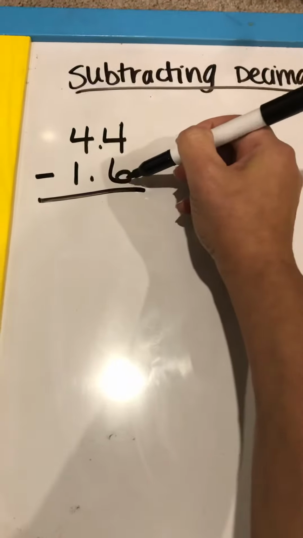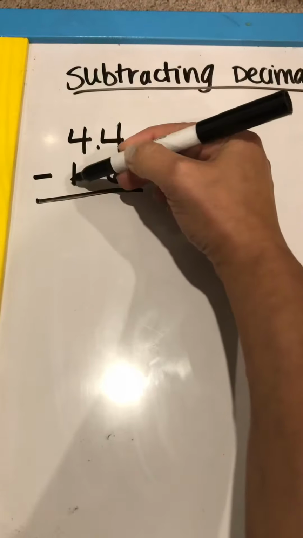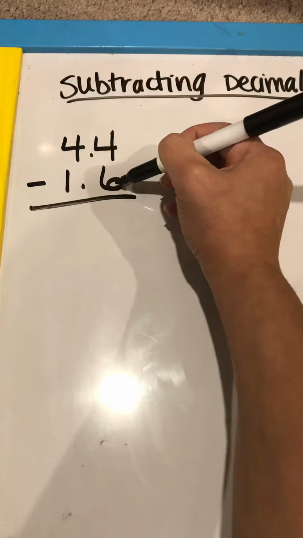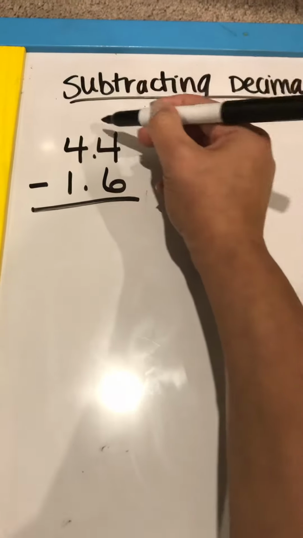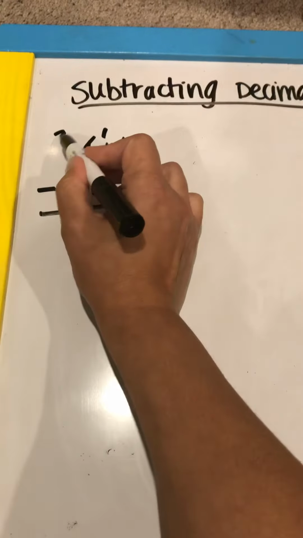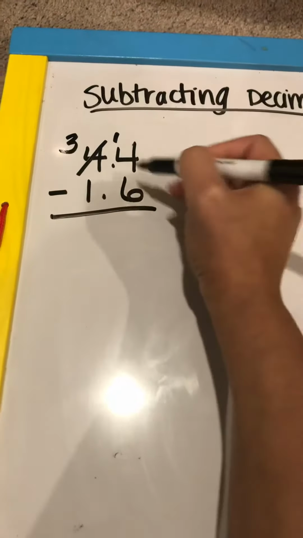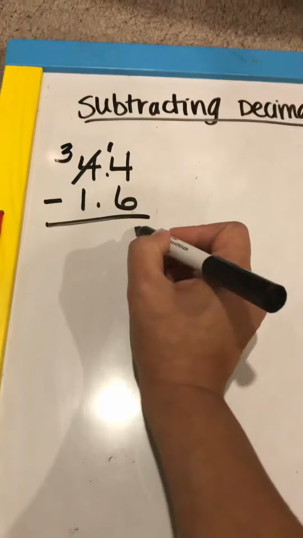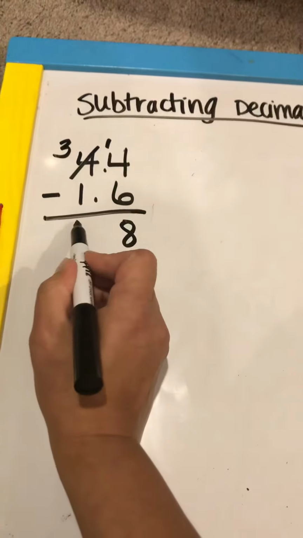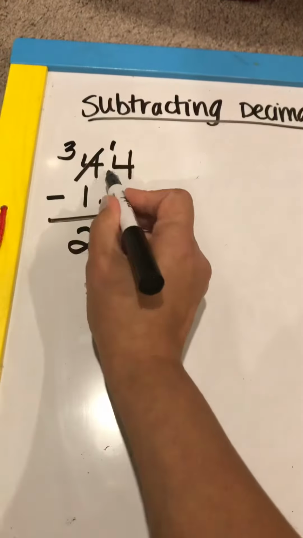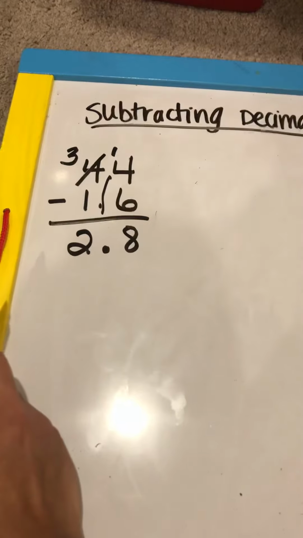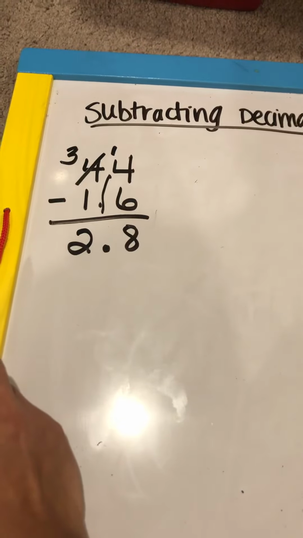As we did with our whole numbers, I got everything lined up, my 4s and my 1, my decimals, and my tenths place. So I cannot take 6 from 4. I'm going to turn this into a 14, and I'm going to borrow here from my neighbor to turn this into a 3. 14 take away 6 gives me 8. 3 subtract 1 gives me a 2. And I carry my decimal down, a very important step, so that everything's lined up, and it gives me 2 and 8/10.